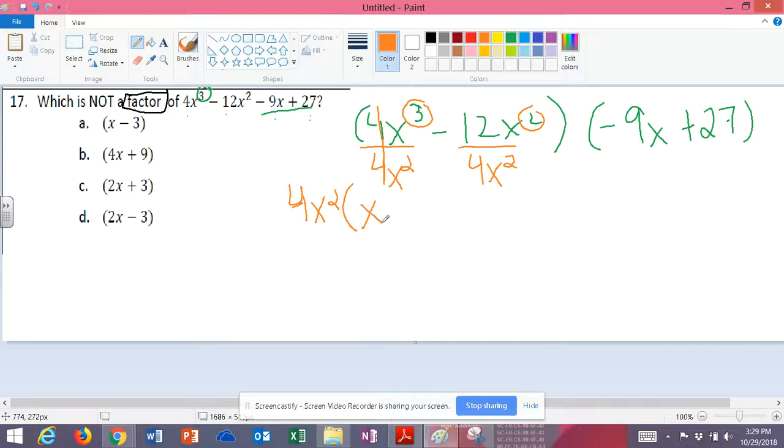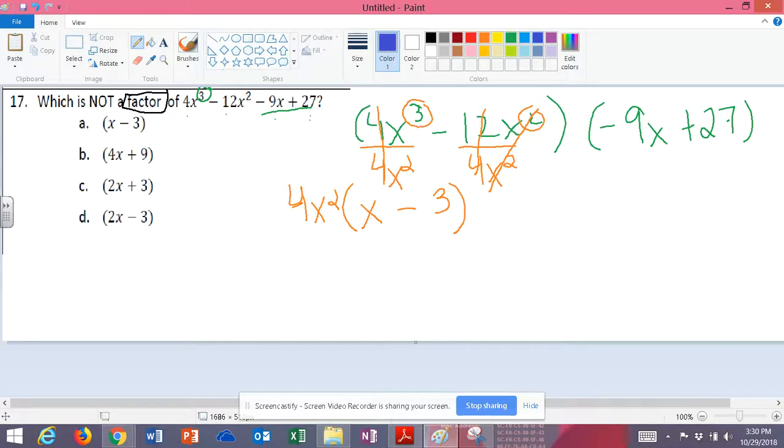And then I've got this minus sign here in the middle. 12 divided by 4 reduces to 3. And then x squared divided by x squared, since those are both the same exponent, that completely cancels out. All right, and then I've got to look for my GCF of the second group.